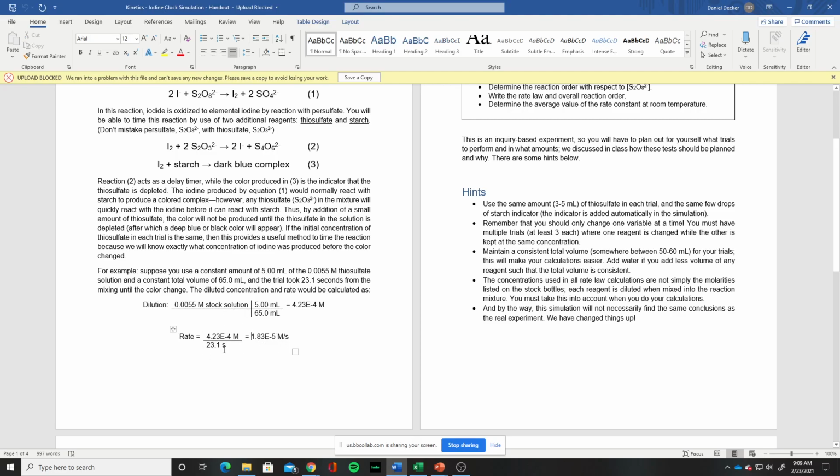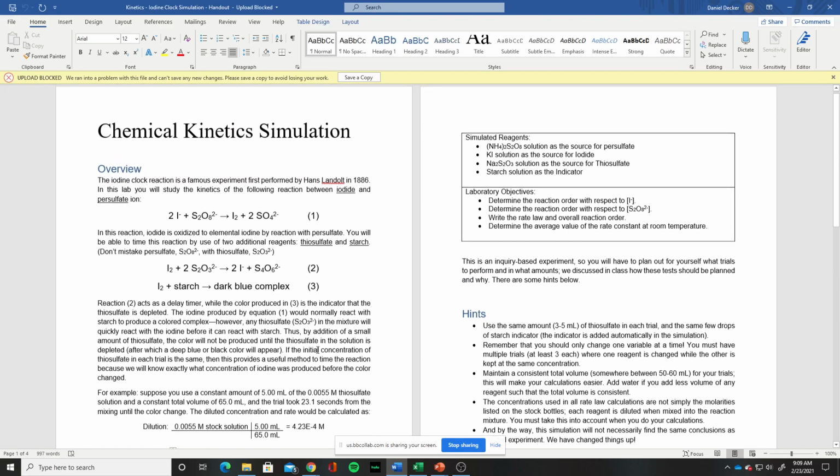And so you're going to be doing lots of these calculations when you're working through this lab, both finding diluted concentrations and finding the rate from the data that's given to you.